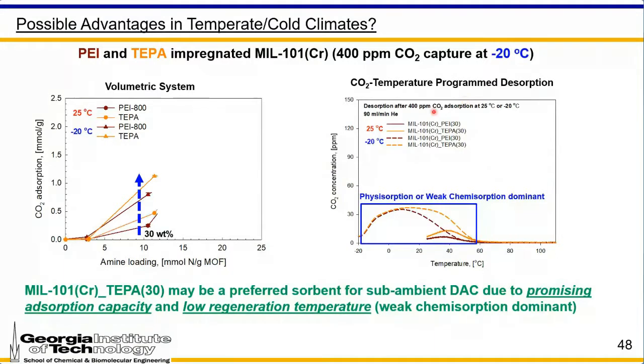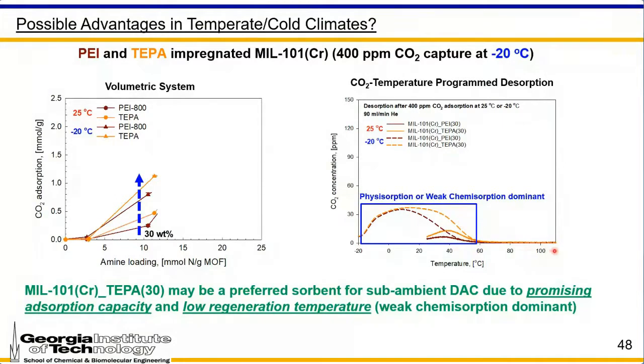So here we look at MIL-101 chromium with the uptake at 400 ppm in a volumetric system using either polyethylene amine or tetraethylene pentaamine at 25 degrees C and minus 20 degrees C. And when we go from 25 degrees C to minus 20 degrees C at 30 weight percent amine loading, we see a significant uptick of CO2 absorption. And at this low temperature, minus 20 degrees C, we see significant physisorption or weak chemisorption from the CO2 temperature programmed desorption plot, where we're showing you the CO2 concentration as a function of temperature as we ramp the temperature from minus 20 up to, say, 100 degrees C.